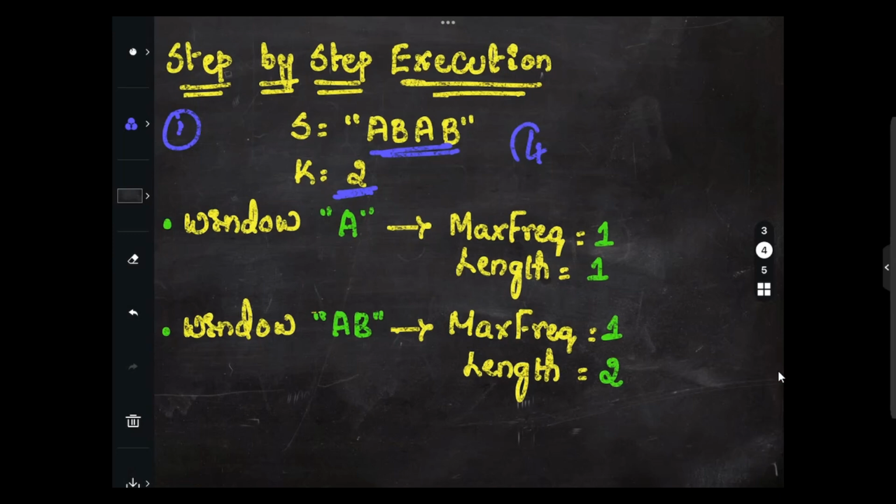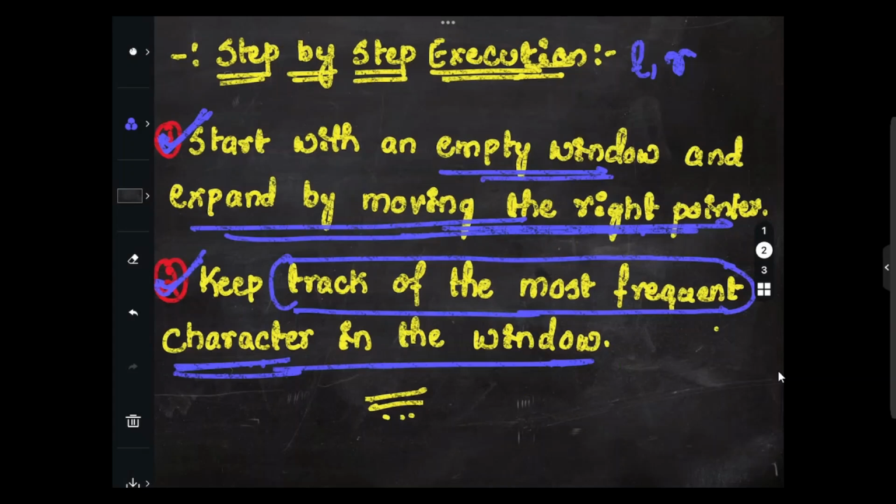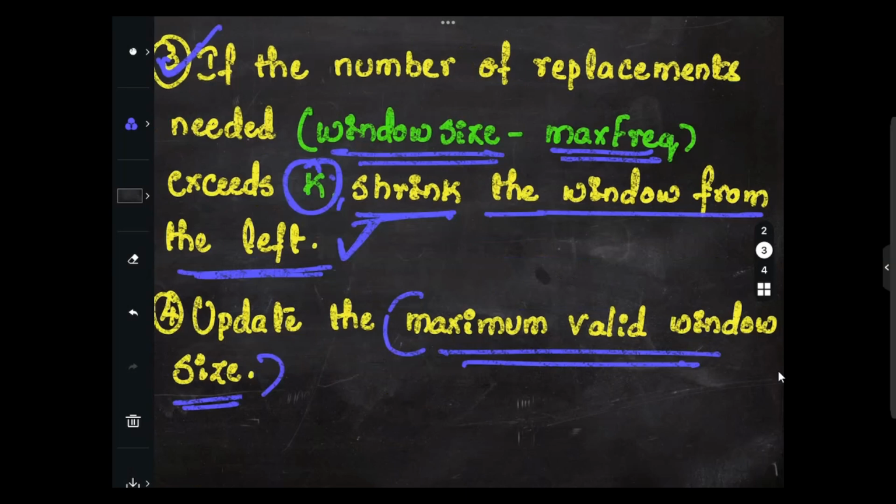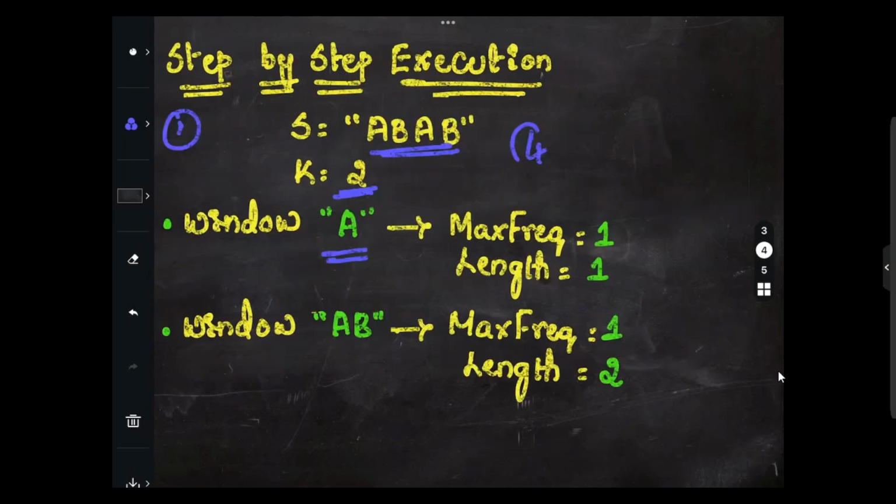So yeah, here first this one, window A we are speaking. So here let's come to the first step. As we discussed, we will be starting with the empty window, expanding by moving the right pointer, right? This one itself we will try to implement what we have discussed here. Window A, here in this case max frequency is 1, right? Max frequency is 1 in this case, and the length is also 1. Initially we are considering only A, right?